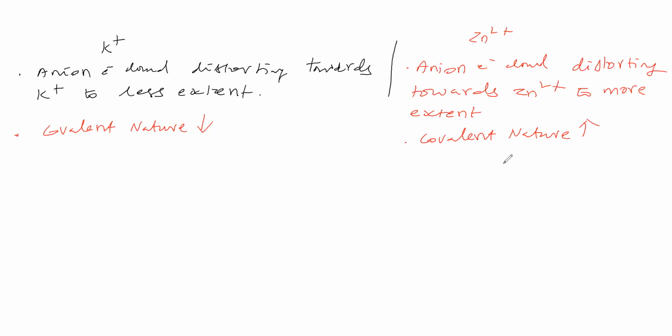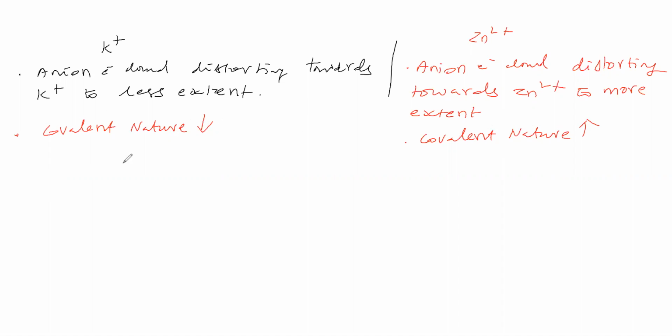Therefore percentage of covalent nature is high. Here distortion is less, therefore percentage of covalent nature is less. If you see inert gas configuration, K+ is having noble gas configuration, therefore percentage of covalent nature is less for K+ compounds. Zn2+ is having pseudo inert gas configuration, therefore percentage of covalent nature is high. Therefore inert gas configuration means percentage of covalent nature is less. Pseudo inert gas configuration means percentage of covalent nature is high.